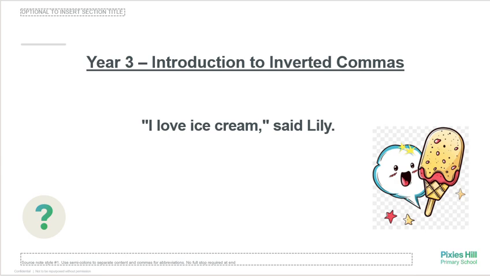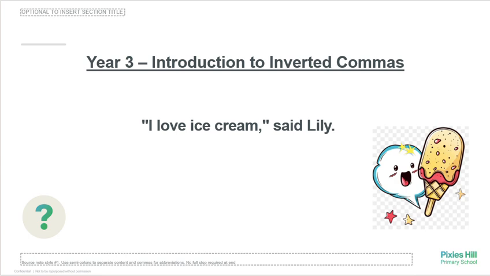Year 3. Introduction to inverted commas. Children understand that inverted commas are used to show direct speech, in other words, what someone actually says. An example of this is as follows: "I love ice cream," said Lily. Here, children must open and close inverted commas at the beginning and the end of what is being said.